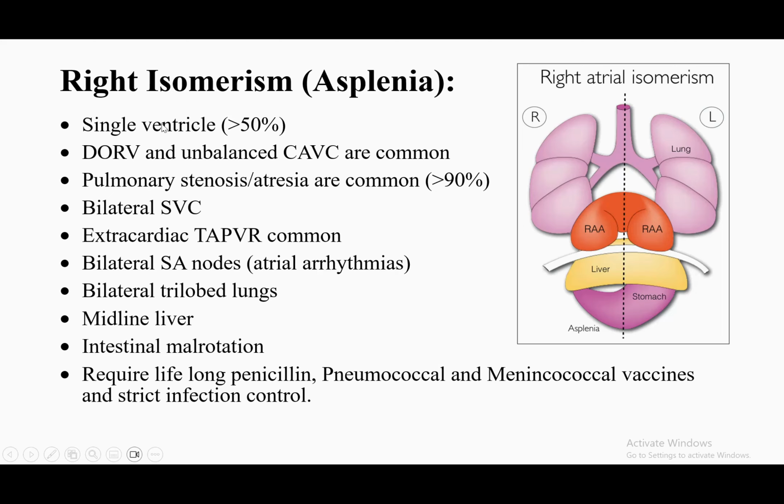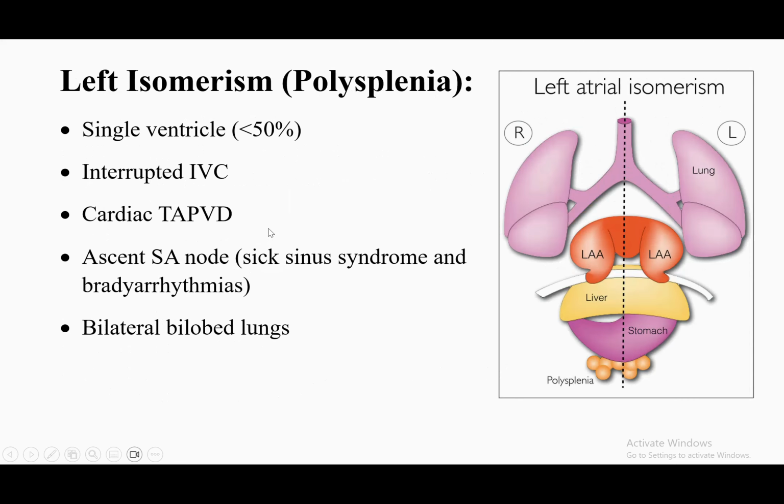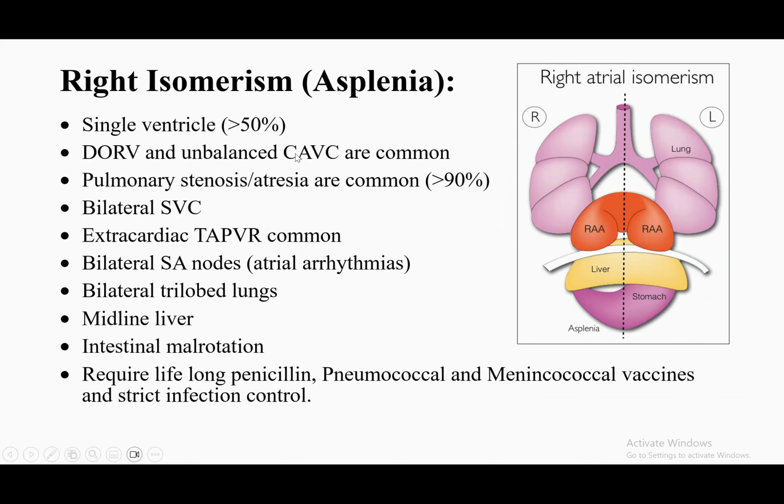More than 50% are single ventricle. That's why we chose to put these conditions here in the single ventricle pathology lectures. DORV and unbalanced common AV canal are common. Pulmonary stenosis and atresia are common. Bilateral SVC. So we'll notice that there are 2 right atria and 2 SVCs. So the patient would have a right SVC and a left SVC, and both drain to the right atrium with the right atrial anatomy, like 2 right atrial appendages.